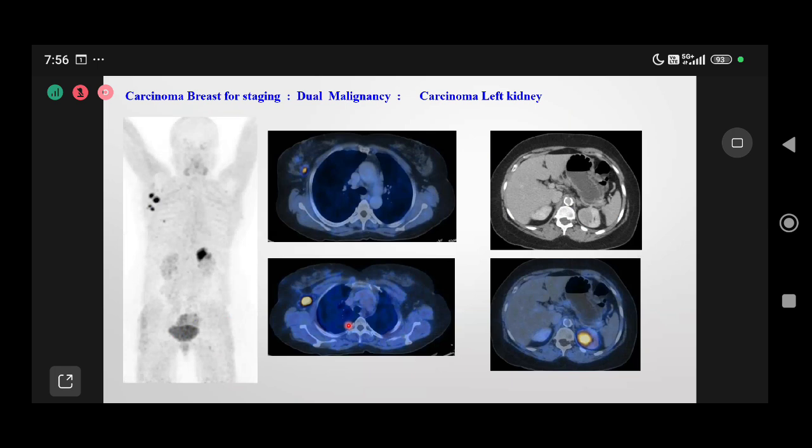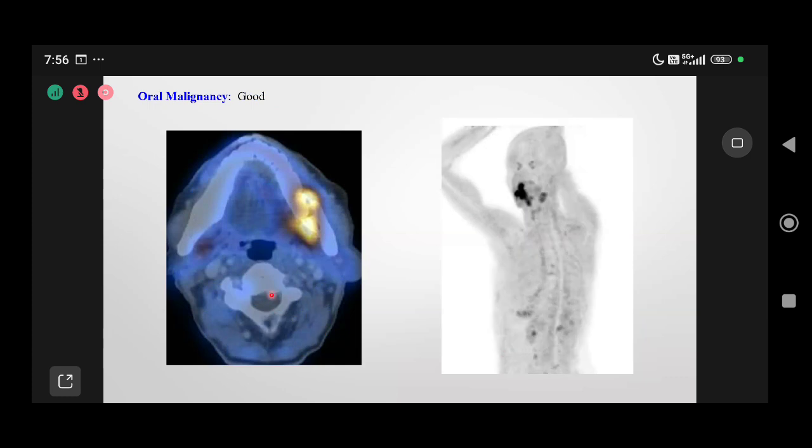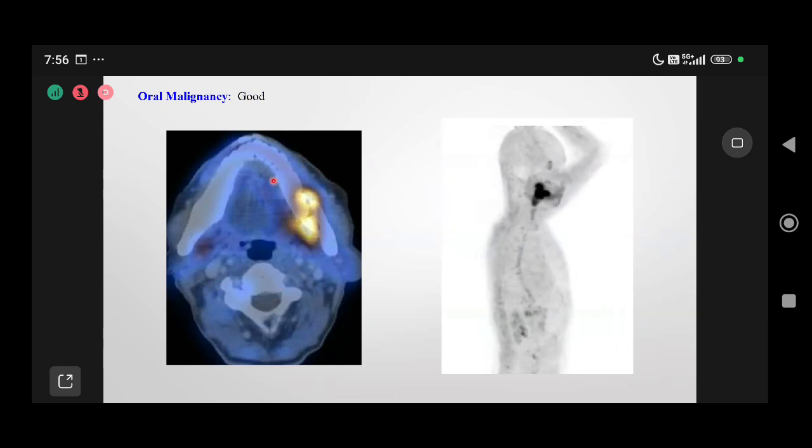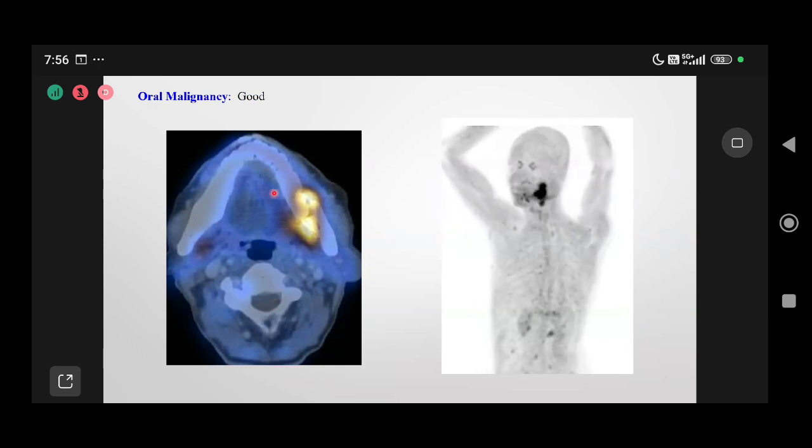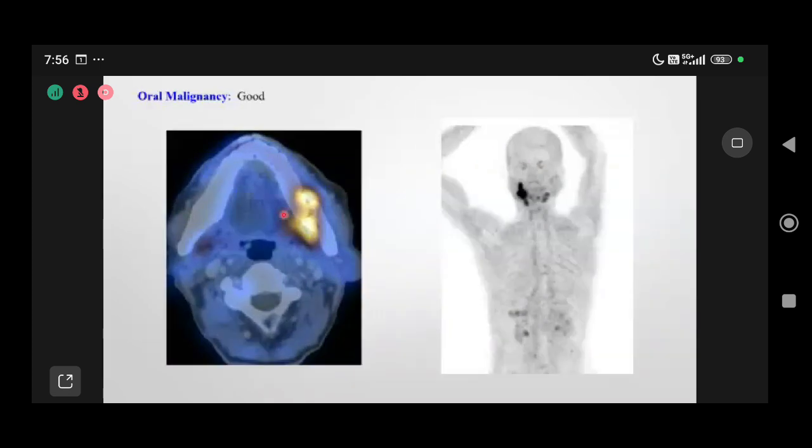And in imaging the dual malignancy, this was a PET CT which was done for the CA breast. Then when we looked into it, there was a renal lesion over here. There is not much overlap with the physiological uptake, where we can very well see this FAPI uptake in the kidneys also in the delayed images. And for oral malignancy, it is very good because there is no physiological salivary activity as seen in FDG.